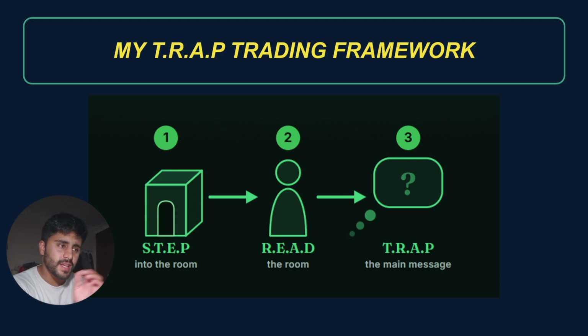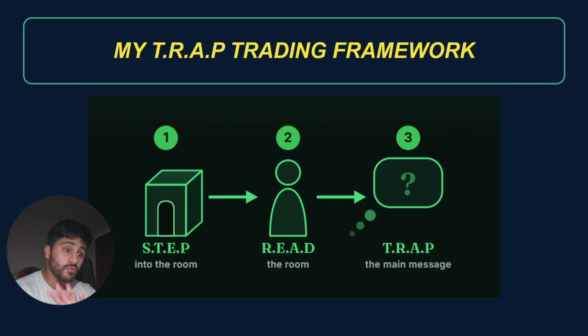Now, once you've stepped into the right room, you need to read that room. In other words, you need to know who is doing what and what they represent. What's going on in your key level? What are the aggressive buyers doing? What are the passive buyers doing? What are the aggressive sellers doing? What are the passive sellers doing? You want to read the message inside of your key levels.